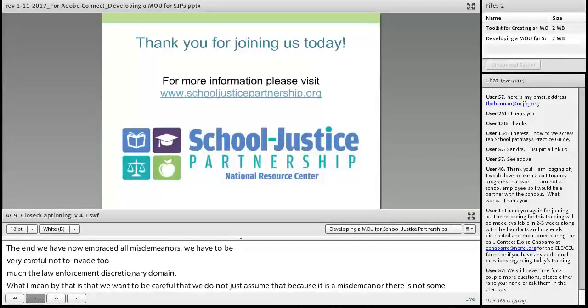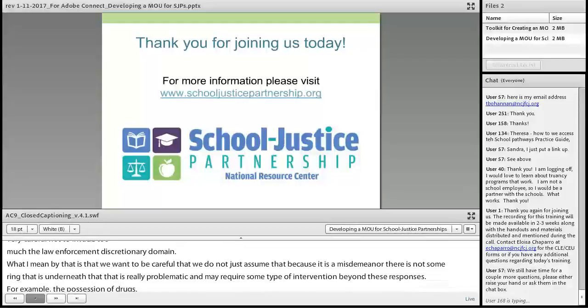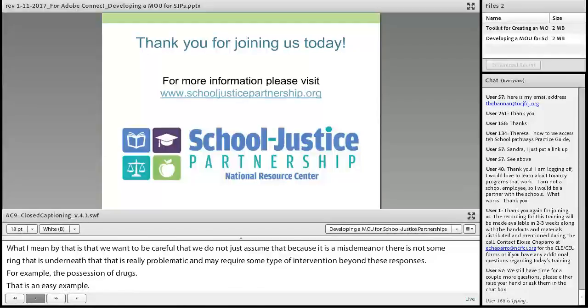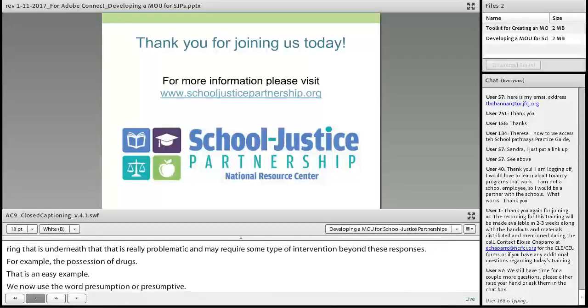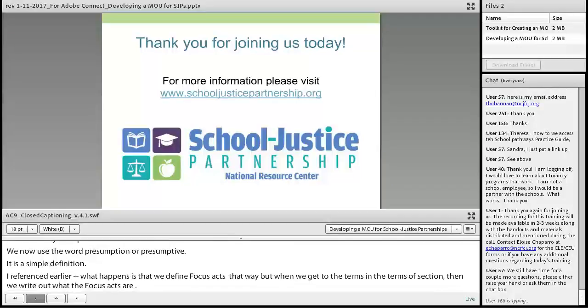Like, for example, the possession of drugs. I think that is an easy example. So we now use the word presumption or presumptive, okay? It's a very simple definition. I referenced earlier that we define FOCUS Act that way, but then in the terms section, we write out what the FOCUS Acts are. So FOCUS Acts shall include the following. Now, we don't have to say "are presumptively this" because we've already defined FOCUS Act with the word presumptive. We just simply say, let's say paragraph one, FOCUS Act shall include, and for ours it's very simple, all misdemeanors.